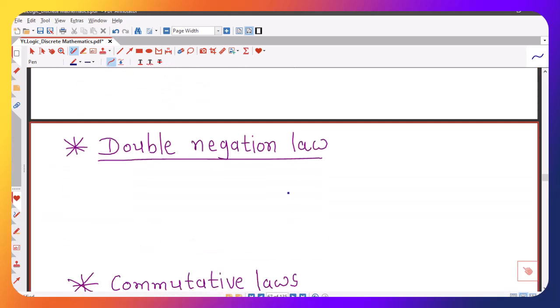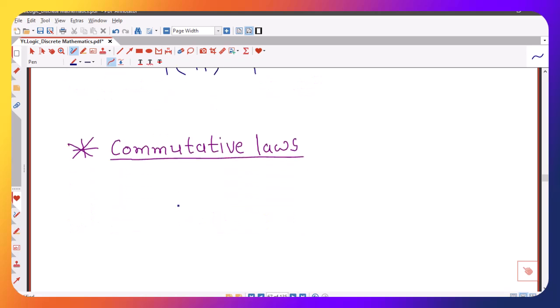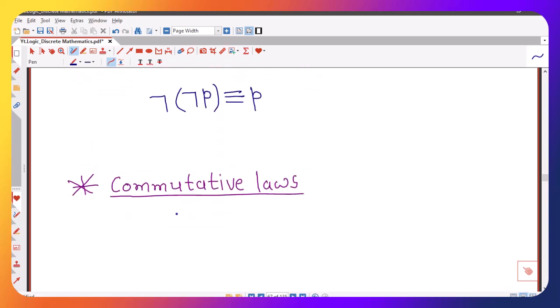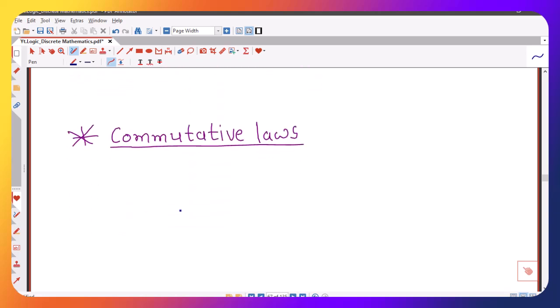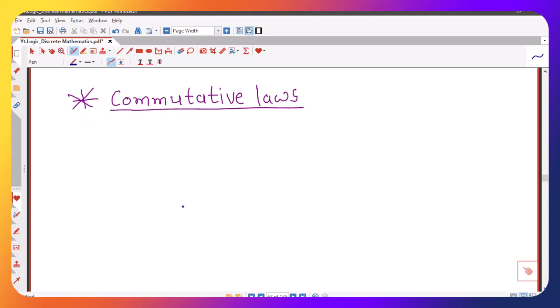Then we have double negation law. Double negation means, suppose we are considering negation of some proposition P, and if we take negation of this negation, then that is equivalent to proposition P. All these laws can be proved using truth table as we have done in earlier lectures.